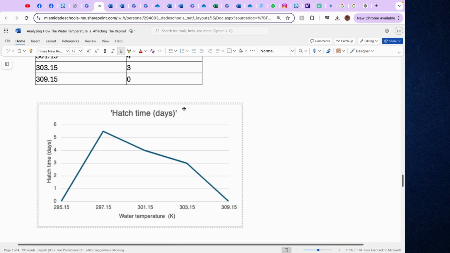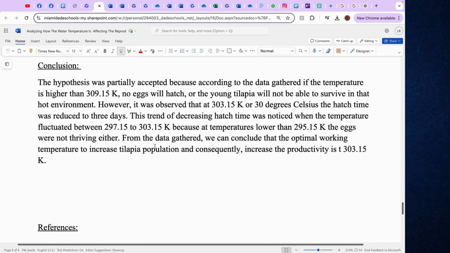But it's not true when you keep increasing the temperature. And that's what I put over here, that the hypothesis was partially accepted. It was partially accepted because when I was looking at my data, what happened? Once the temperature was reaching 36 degrees, no more eggs were able to survive at that high temperature. So in the first sentence, you are going to accept or reject your hypothesis, or you are going to partially accept, or partially reject your hypothesis, and then you're going to explain why.